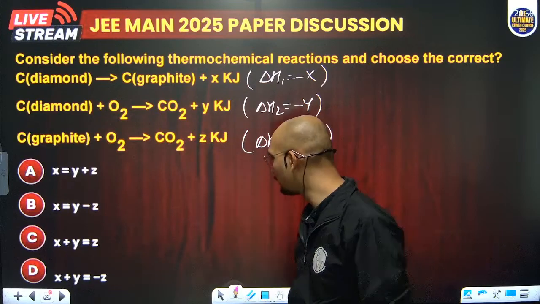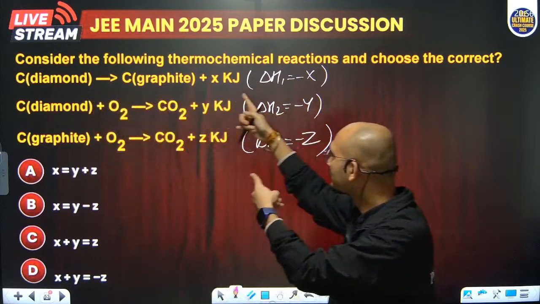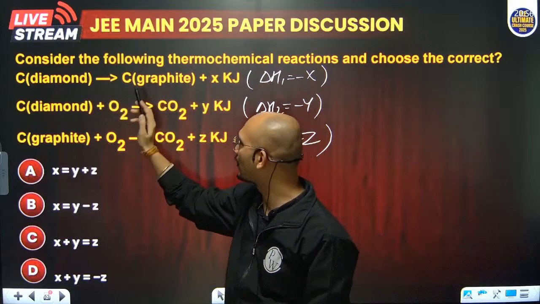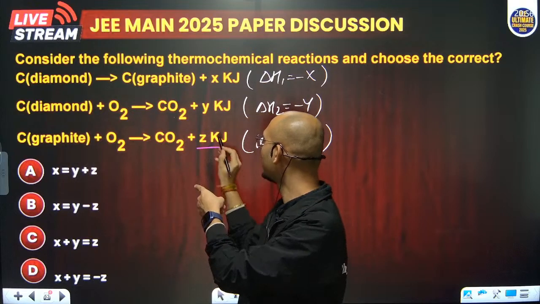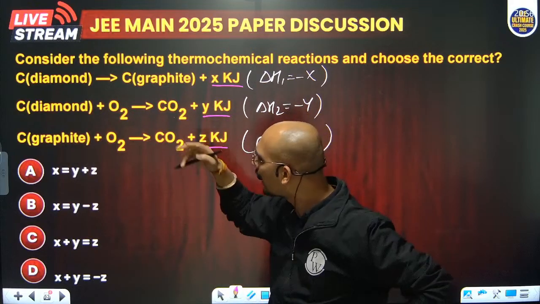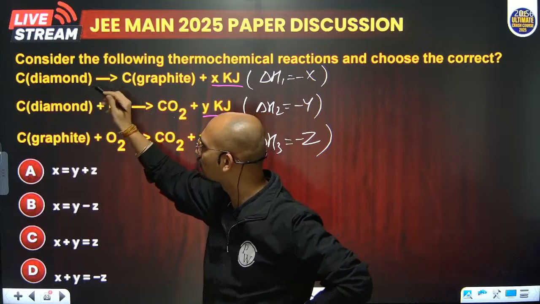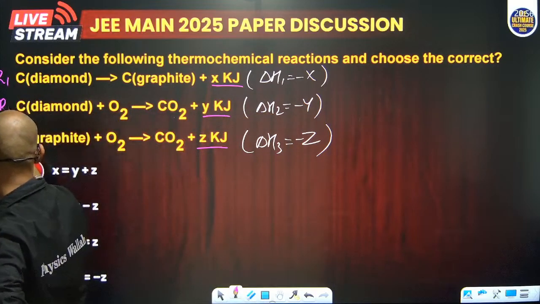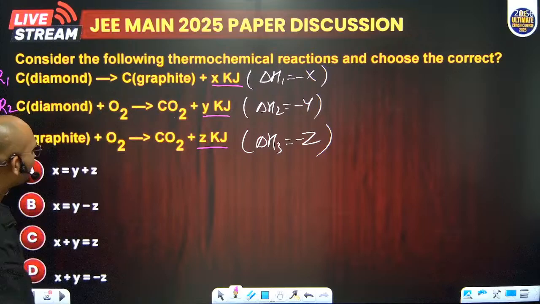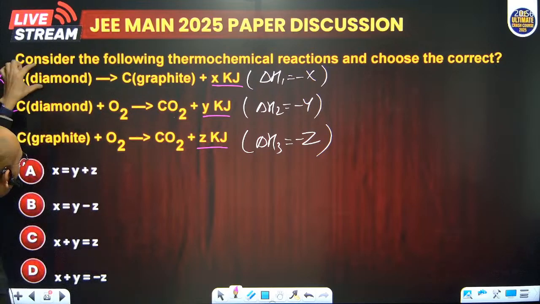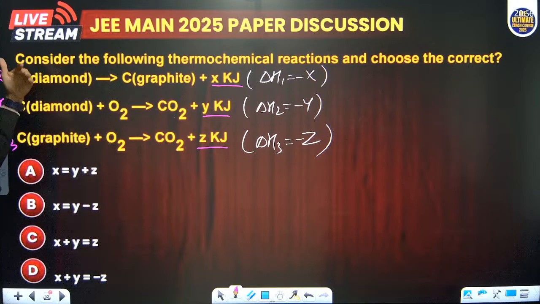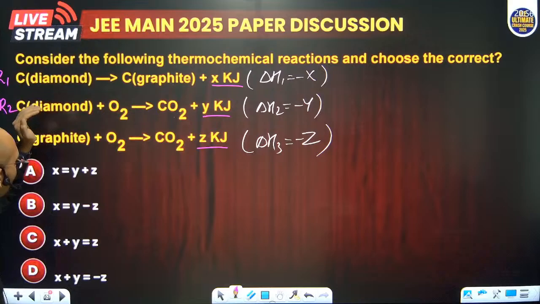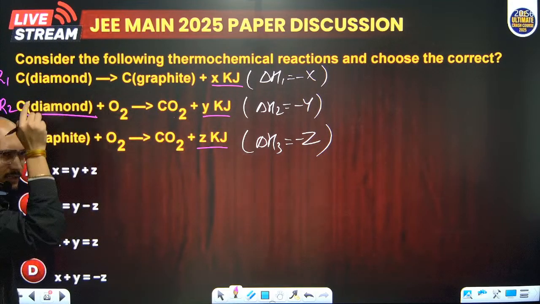See, how do we find out the relationship? First of all, what is given here? Carbon diamond to carbon graphite, carbon diamond plus O2 giving CO2, carbon graphite plus O2 giving CO2. But the amount of heat that is being released is different. Can we have a relationship between the reactions? Let's say that this is reaction 1, this is reaction 2, this is reaction 3. Consider, can we just do this? We want reaction 1 from reaction 2 and reaction 3. So here we want diamond on the reactant side.